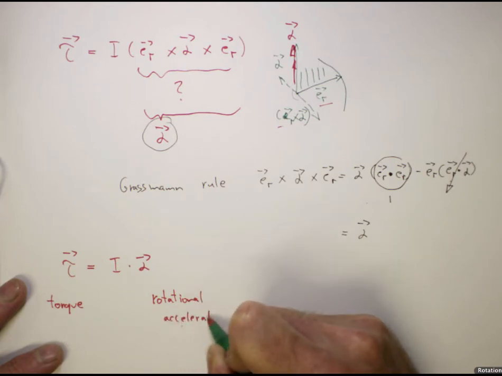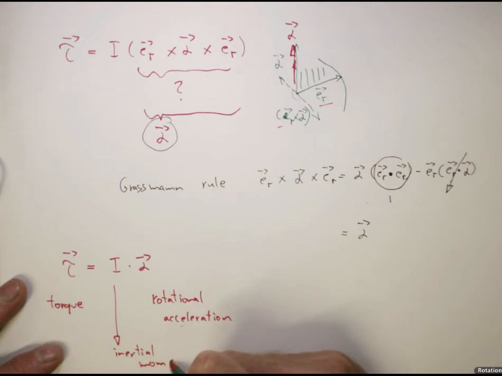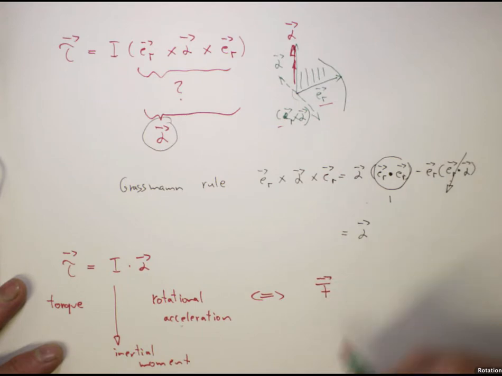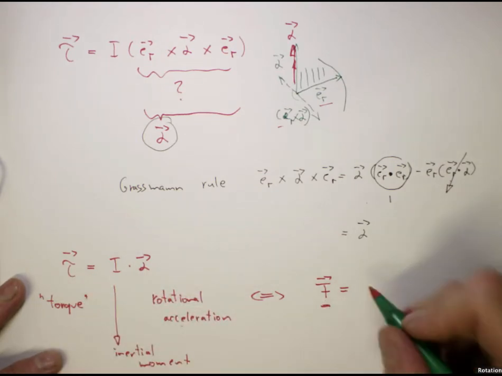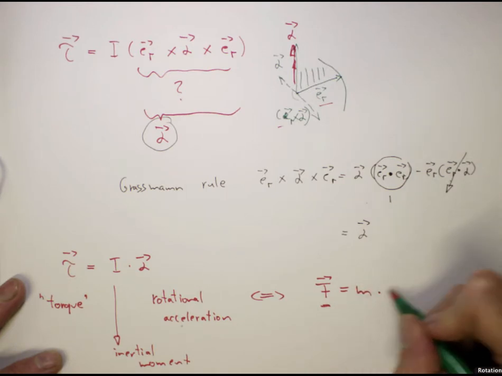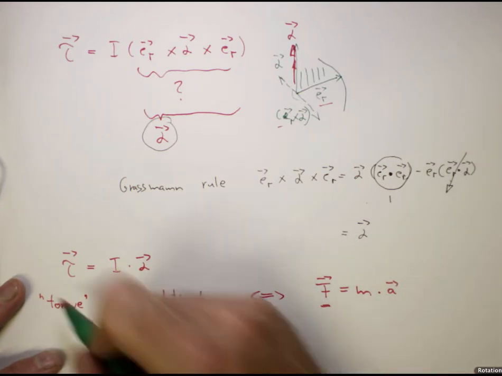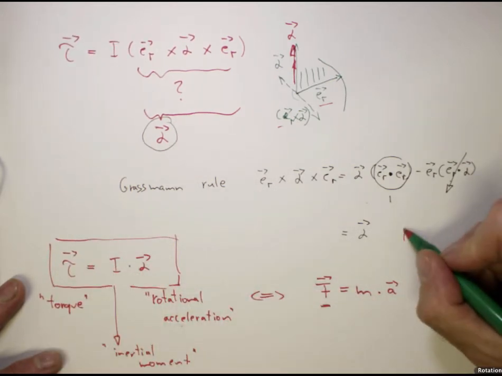Rotational acceleration. And here we have inertial moment. And you have to agree that that now looks rather similar to Newton's second law. We have a new quantity, torque, replacing the force from linear dynamics. Inertia replaces inertial mass, and instead of linear acceleration we have rotational acceleration. So this is the equation we were after.